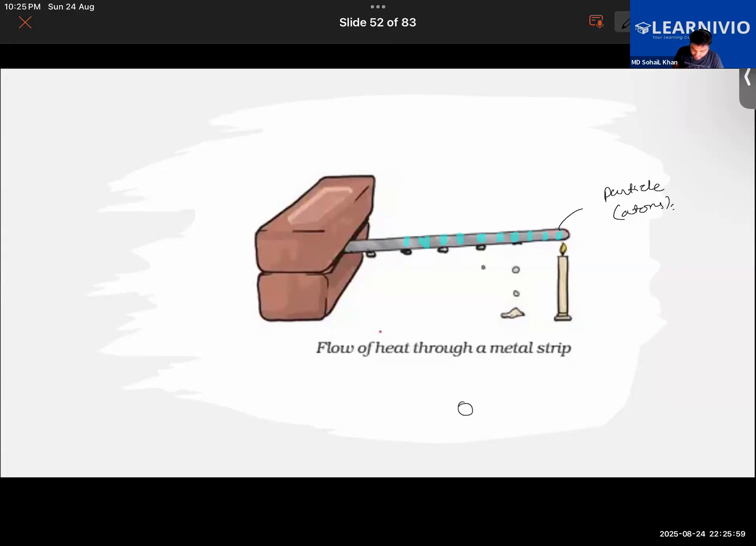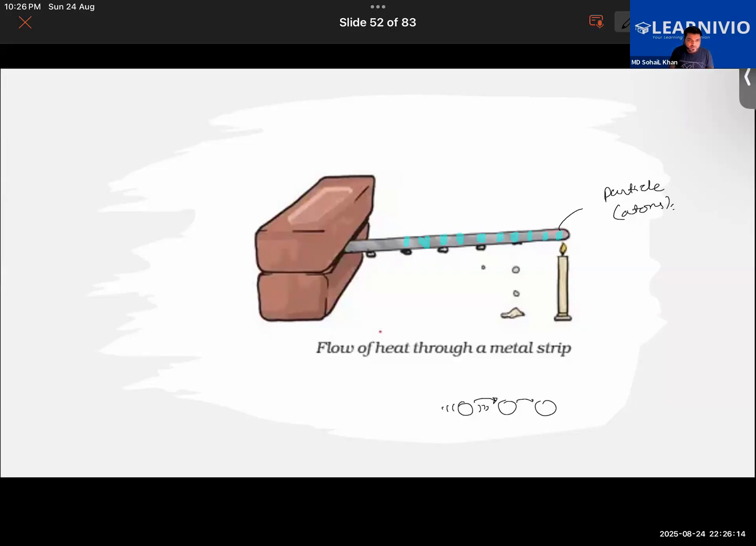Like this atom is going to vibrate for a short distance, and then it will bump into another atom. It is going to strike the other atom. This atom is going to strike another atom. So in this manner, the heat energy will be transferred rapidly by conduction.